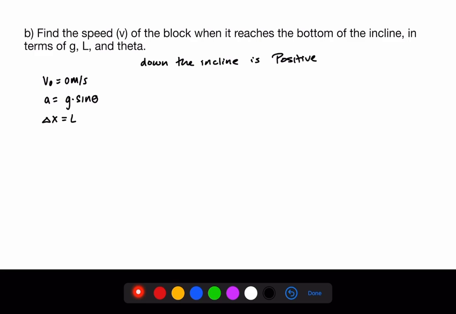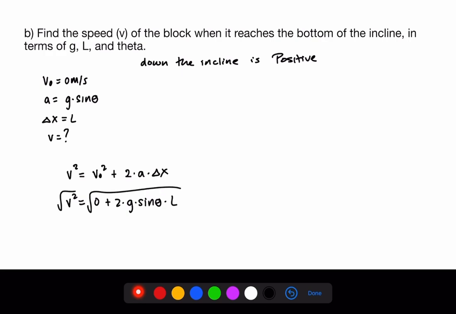Let's figure out the equation that we're going to use based on what we know so that we can solve for velocity. The equation we're going to use is v squared equals v initial squared plus 2 times acceleration times delta x. Let's substitute what we know. So v squared equals 0 plus 2 times g times sine theta times L. If we take the square root of both sides, we can solve for velocity and get that velocity equals the square root of 2 times g times the sine of theta times L.